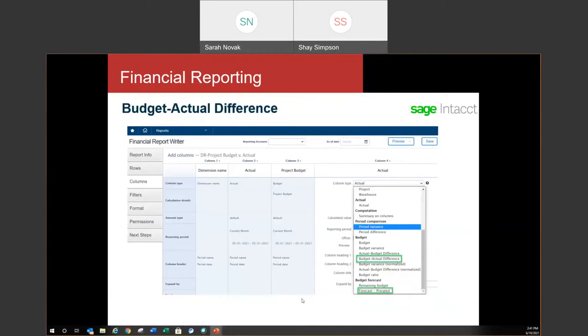All right, financial reporting. So this is a good one. Before, we would always see in our columns, if we had a budget column, that we could have an actual to budget difference. But now we have a budget to actual difference. So the same type of functionality that we saw a few slides back, they've added this so that we can flip-flop the way that it subtracts.